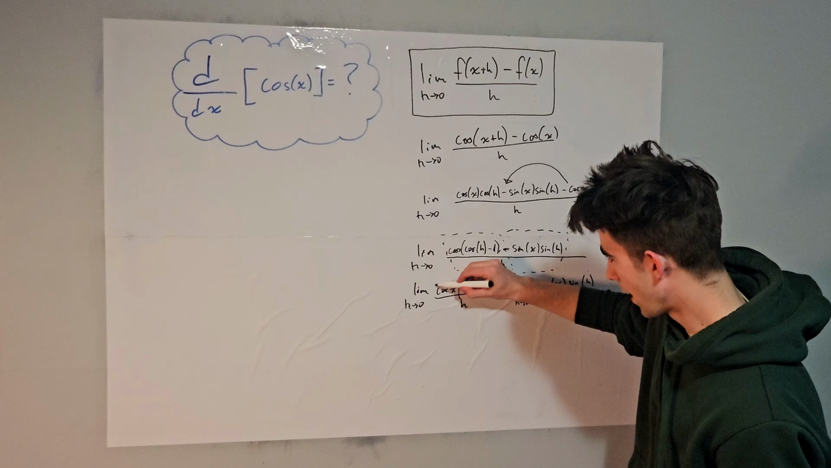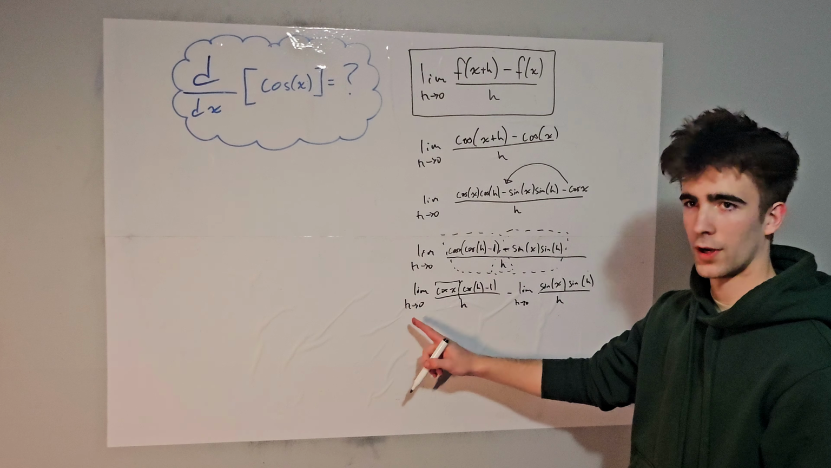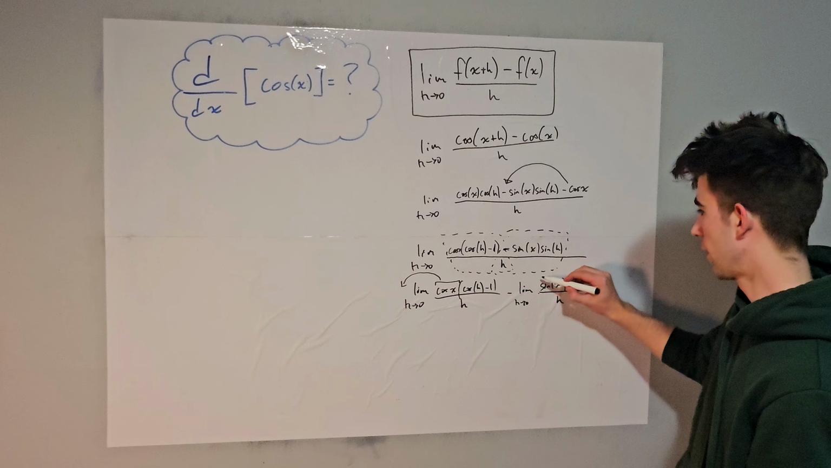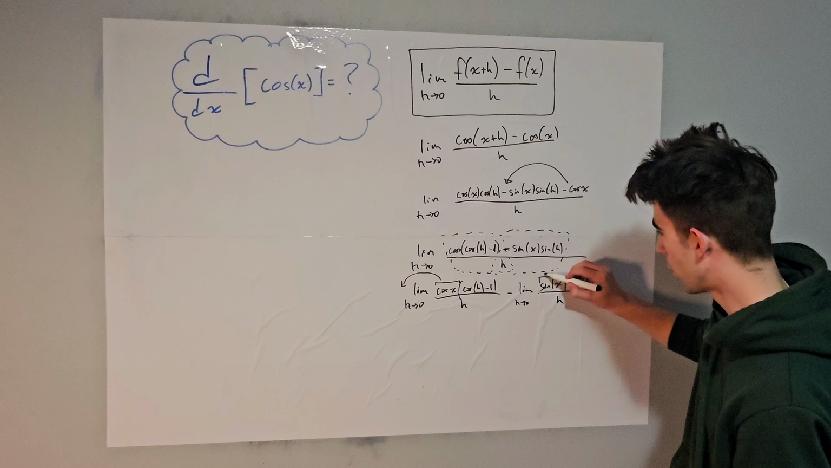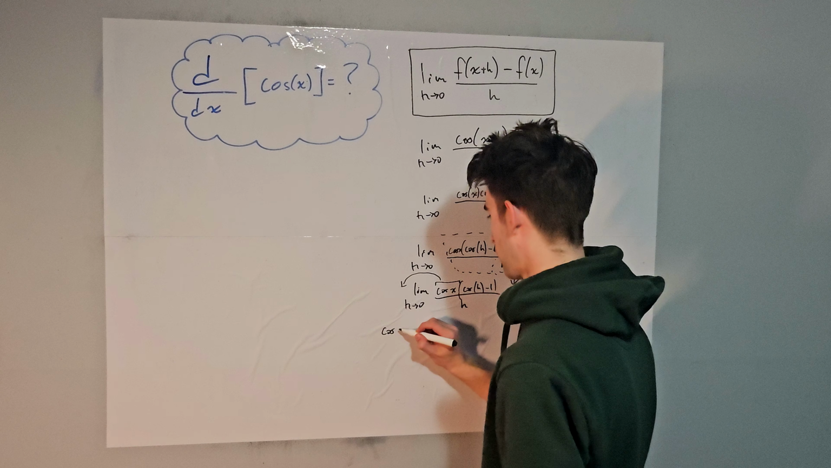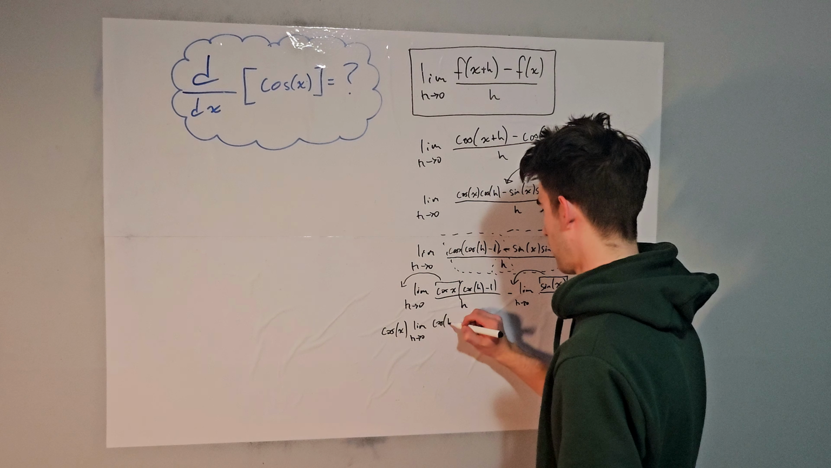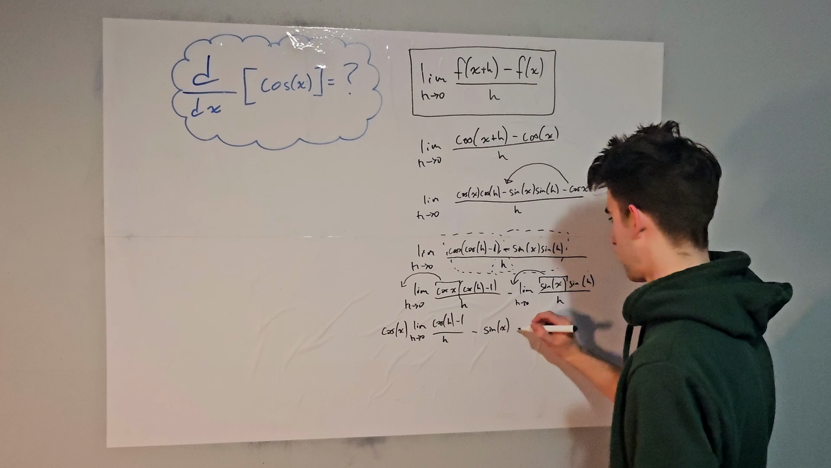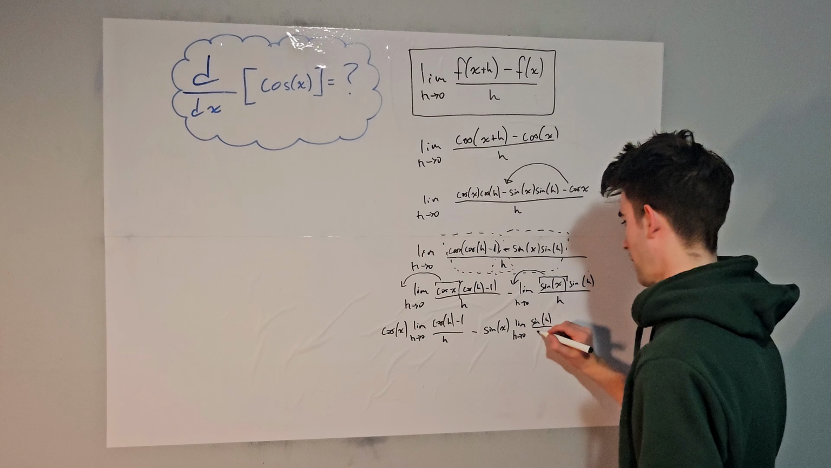From here, we have a factor, cos x, without the variable that we're taking the limit of, without an h. So we're able to pull that out to the front. And same thing here, sine x doesn't have an h in it, it's a factor of the numerator, so we can pull that out in front of the limit. So I'm going to rewrite it like that. We have cos x times the limit as h approaches 0 of (cos h minus 1) over h, minus sine x times the limit as h approaches 0 of sine h over h.